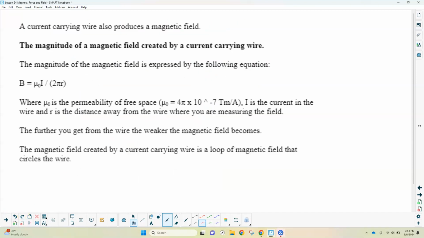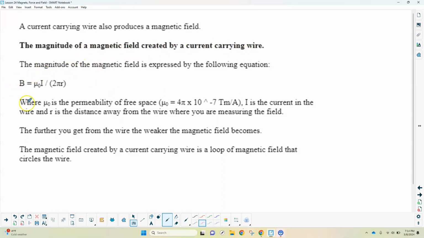All right, so we're almost done. We're going to talk about another scenario. So we talked about magnetic forces and we calculated them. The next thing we're going to talk about is because we have current in a wire, that current is creating a magnetic field. So a moving charge creates a magnetic field, just like a moving charge like an electron is what's creating a magnetic field. So we want to figure out how much magnetic field is created by a wire. So this is the magnitude of a magnetic field created by a current carrying wire.